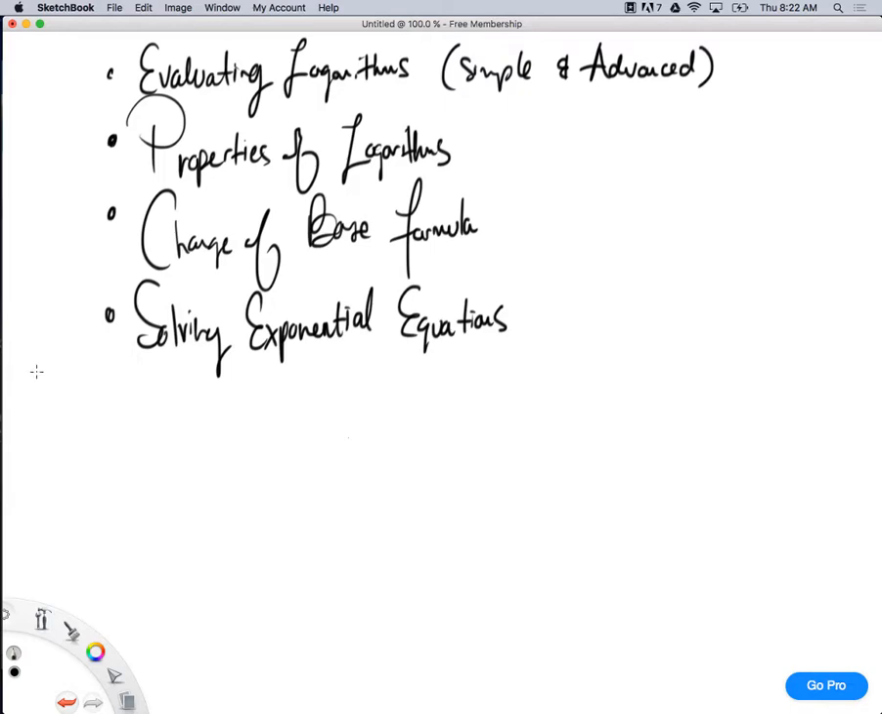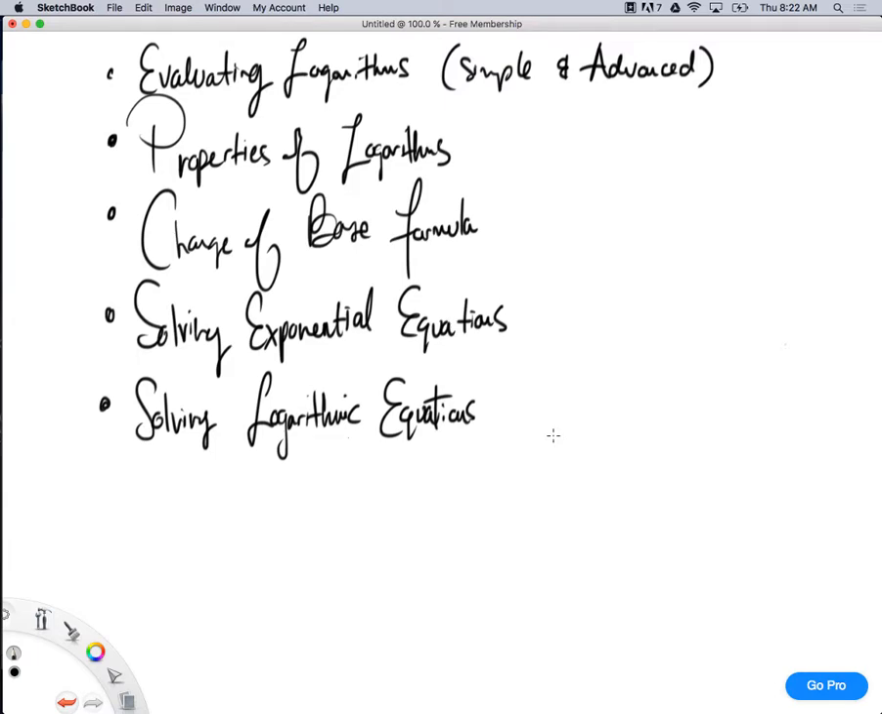And then the final thing is solving logarithmic equations. Solving logarithmic equations, and this was the last lesson that we did. That's the worksheet that I handed out.